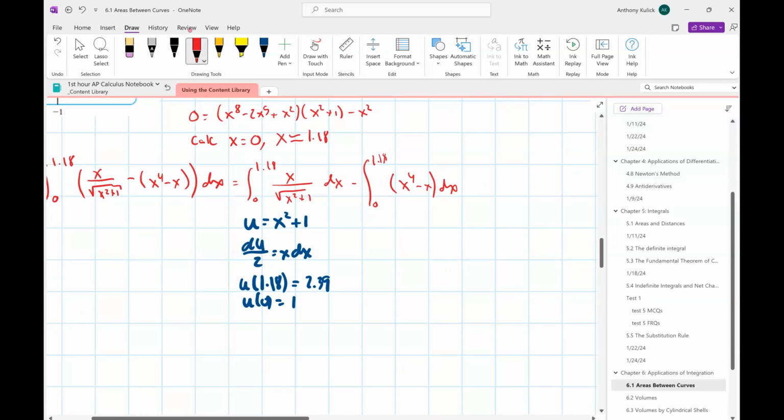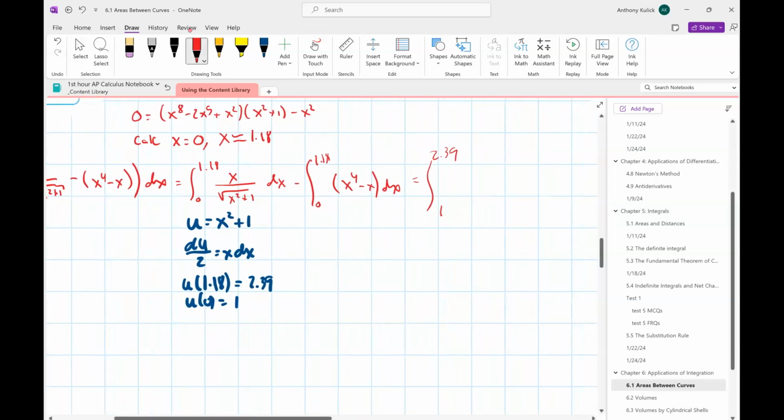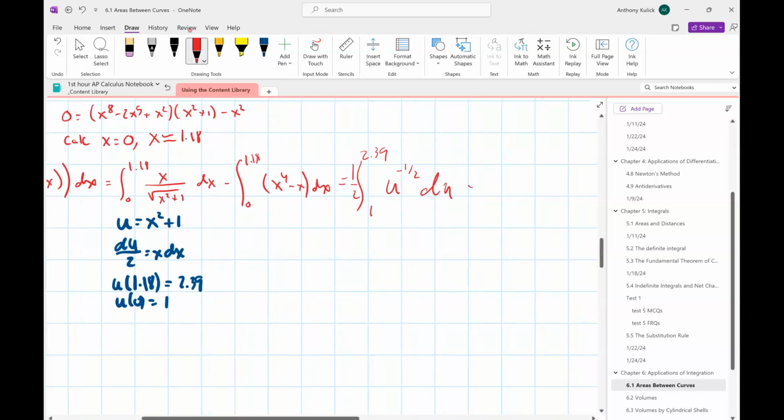So what do we have now? This is the integral from 1 to 2.39 of, well, let's write it as u to the negative 1/2. And then I'll put the 1/2 in front and just a regular old du. And the other one we're not touching. That's going to just stay the same for us. Now I'll do my antiderivatives.